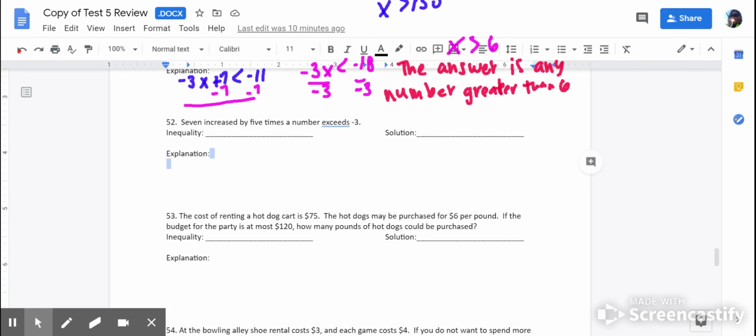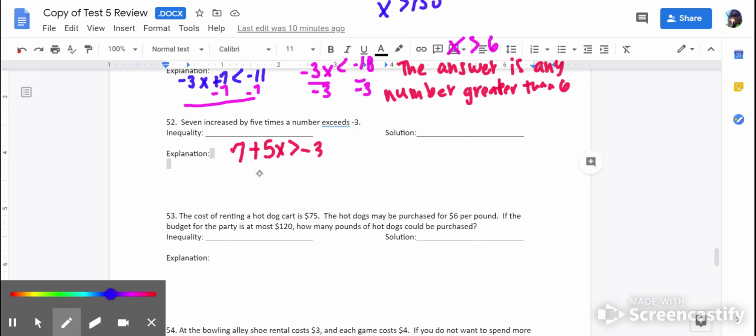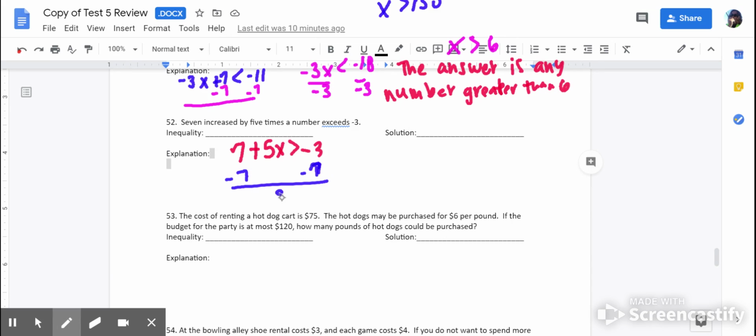For 52, we have 7 increased by 5 times a number. So 7 plus 5x exceeds, so is greater than -3. As we get ready to solve this, I'm going to subtract 7 from each side. So I get 5x is greater than -10. We divide each side by 5. Since 5 is a positive number, I do not have to worry about flipping my sign, so x will be greater than -2.